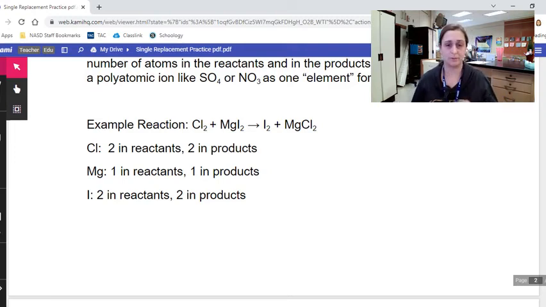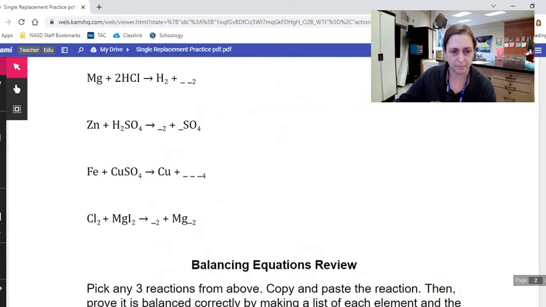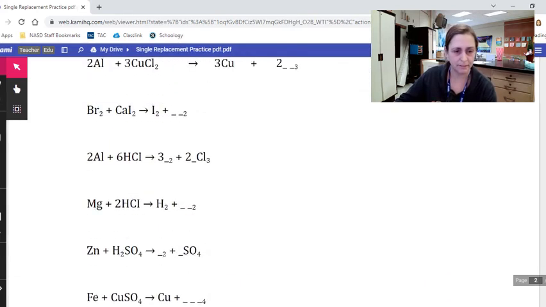Remember that a coefficient, the large number in front of an atom or molecule, means that you have that many times whatever's inside. So for example, if I have 2 HCl here, that means that's 2 hydrogens and 2 chlorines.